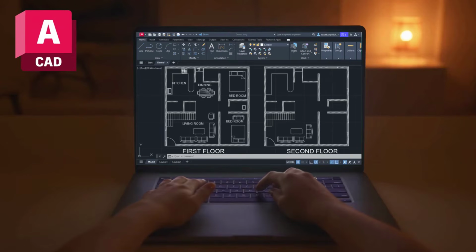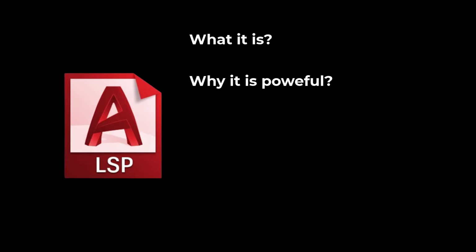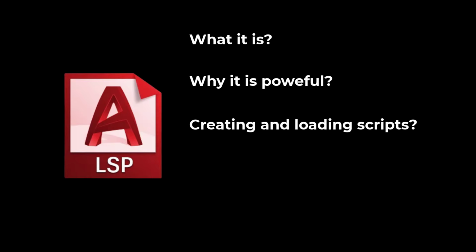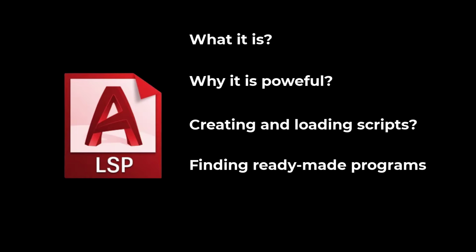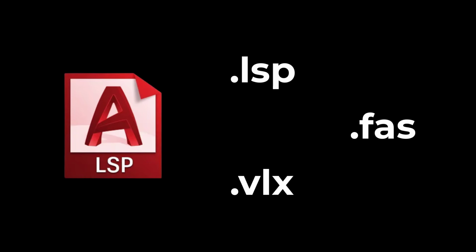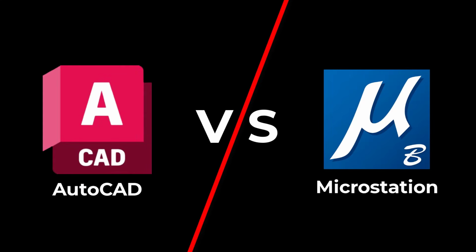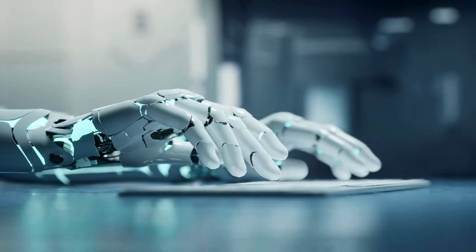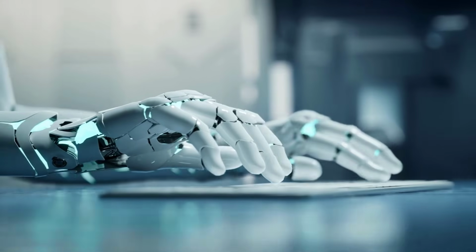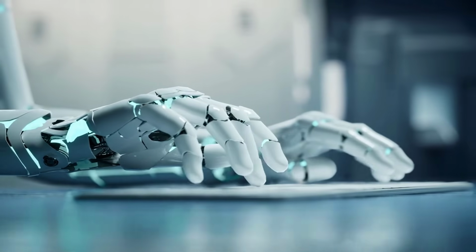Want to make AutoCAD work for you instead of you working for it? In this video, you'll learn everything about AutoLISP, what it is, why it's so powerful, how to create and load your own scripts, where to find ready-made programs, and how to stay safe while using them. You'll also learn about different Lisp file extensions, how AutoLISP helped AutoCAD outperform its rivals, and how you can use AI tools to generate your own Lisp programs.